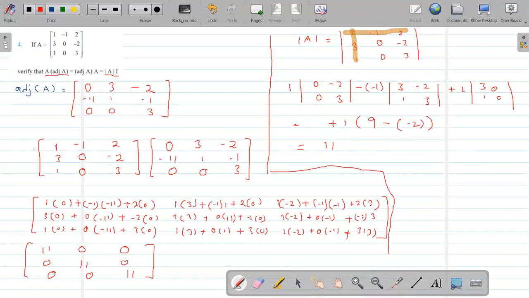Everybody is visible with this right part, right? Everybody can see this right area now? Yes, sir. So look here, it says determinant A multiplied by I.